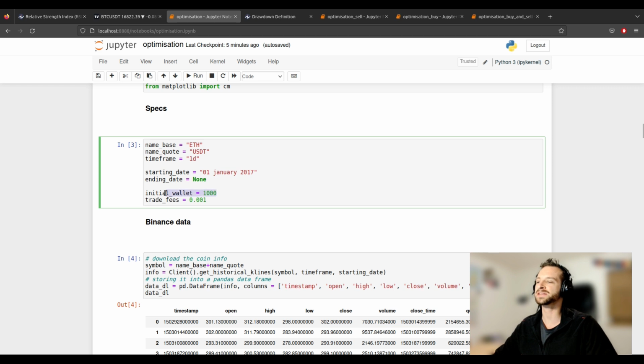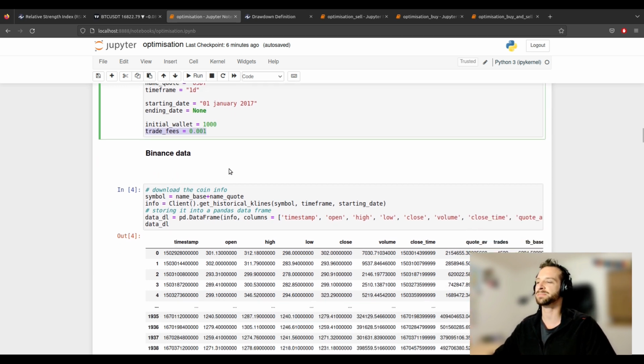In terms of wallet, the analysis is going to be based on a wallet that started with 1,000 USDT, but we will really look into percentage, so that doesn't matter so much. And the trade fees, I'm taking trade fees to be 0.1%. That's quite a standard value for many exchanges.